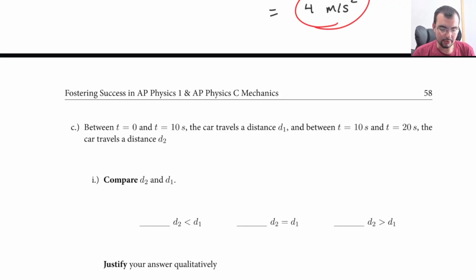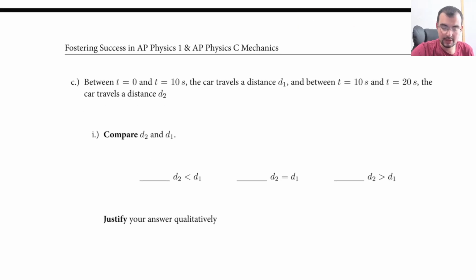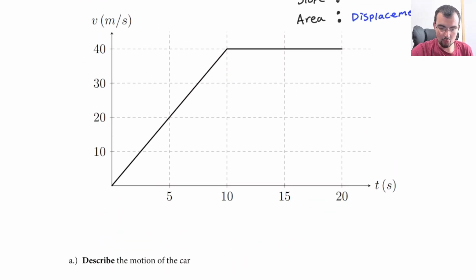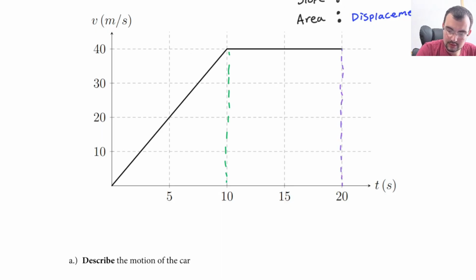All right, little mini QQT. Between 0 and 10, the car travels D1. Between 10 and 20, the car travels D2. So we're basically asking, on what half of the car's motion does the car travel more distance? So we have the 0 to 10 interval, and then we have the 10 to 20 interval. Which one of these is the car moving a greater distance?